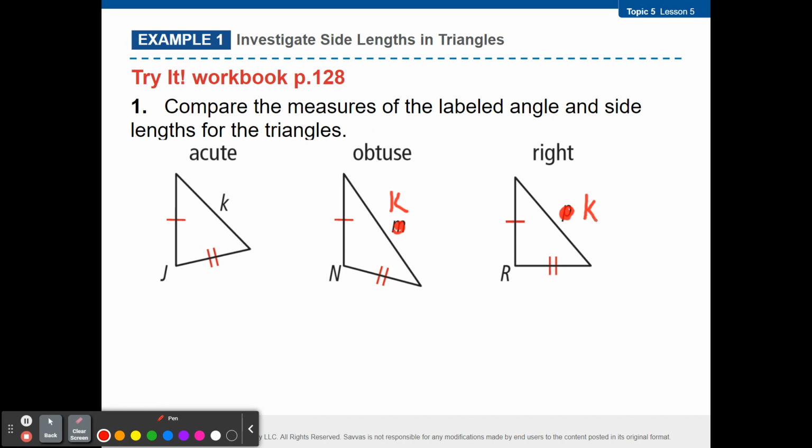Okay, let's pay attention. I want you to write down something that compares the measures of that side length K for each triangle. Write down something in your own words. Oh, in fact, I think there's something else here. It says J2, that's J, and this is J. There we go. J, J, J.